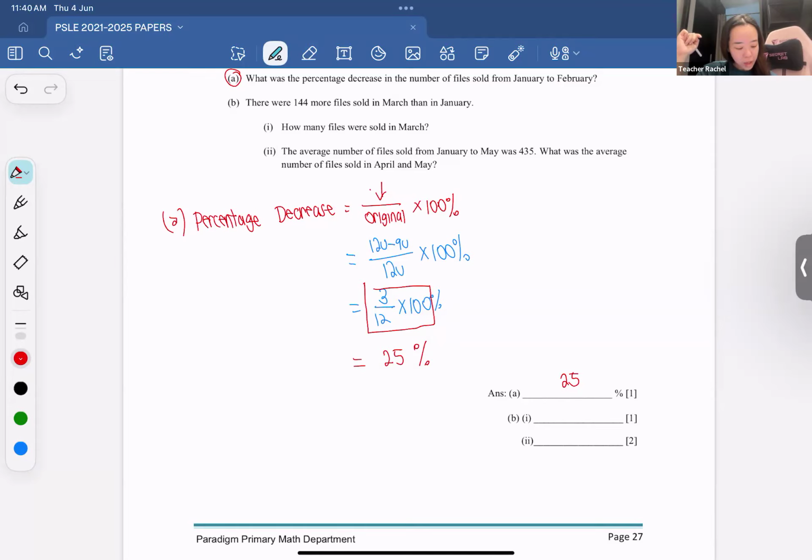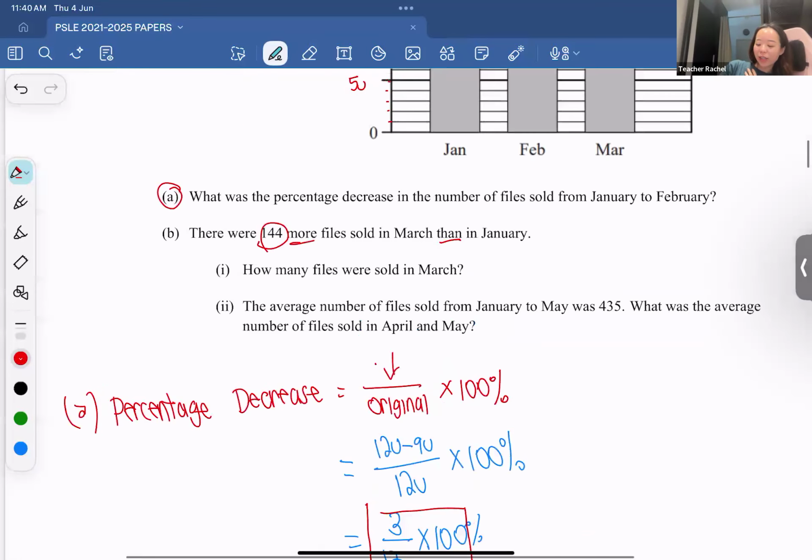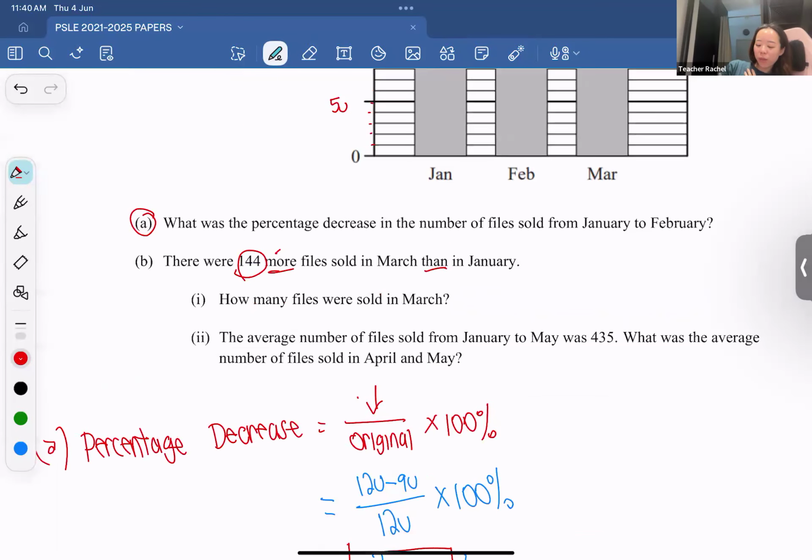Now let's move on to part B, part 1. You see now they give you a number, whereas just now in the graph they never gave you a number. There were 144 more graphs sold in March than in January. Every time you see the words more than, what did I ask you to do before? In paper 1, we did a lot of this. Whenever you see the words more than or less than, what do you draw? Can you write it down?